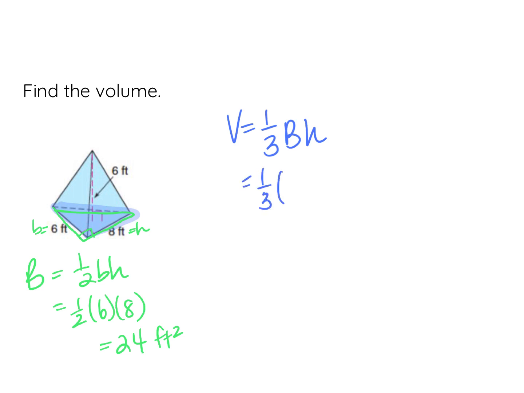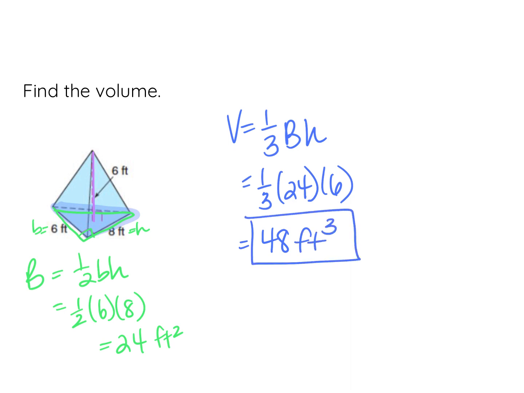So 1/3 of 24 times the height of the pyramid, which is 6. So 24 times 6. And if you're doing this in your calculator, remember that multiplying by 1/3 is the same thing as dividing by 3. So you can either type in 1 divided by 3, or what I like to do is just take 24 times 6 and then divide that by 3. So either way, your answer is 48 feet cubed, because remember, volume is 3-dimensional, so we have cubic units.